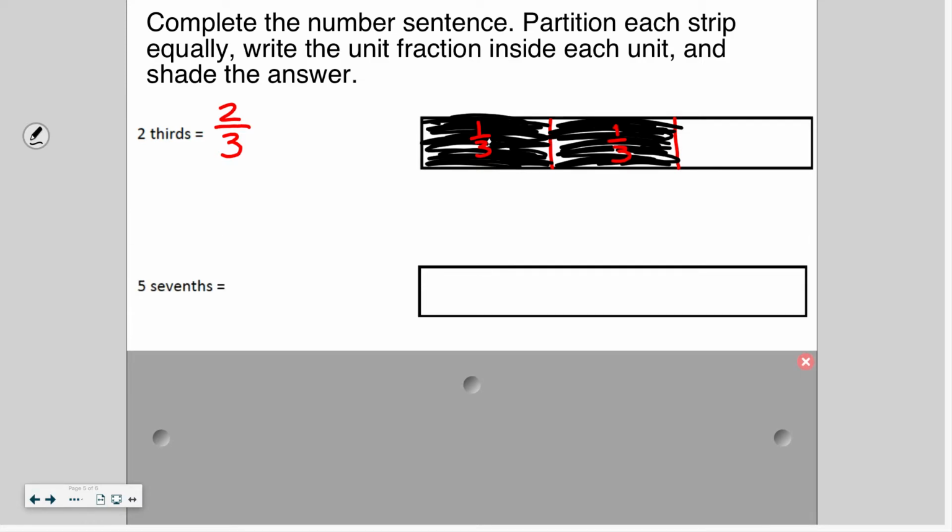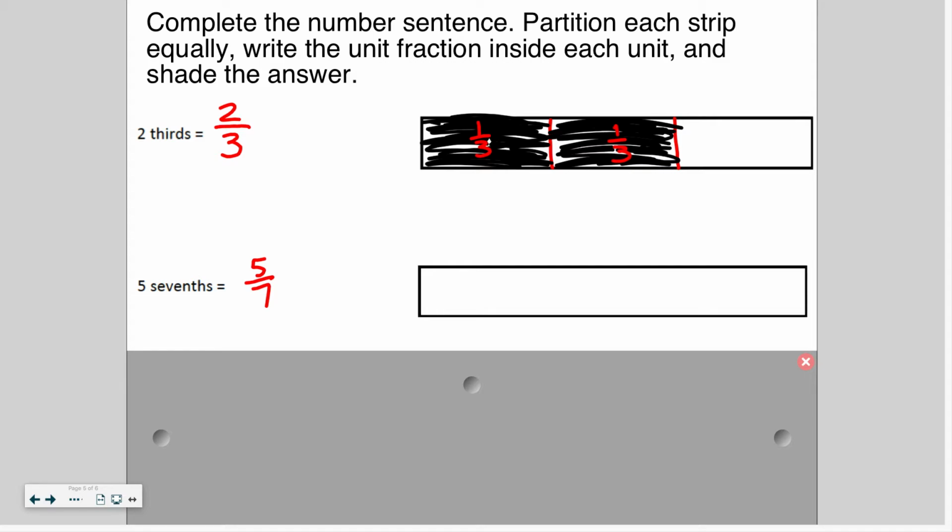So let's try this one together. 5/7. How would I write that in fraction form? So I would write 5/7. 5 the numerator, 7ths the denominator. So now we want to split this into 7 equal pieces. So go ahead and draw a rectangle and then split it into 7 equal pieces. While you're drawing, I'm going to go ahead and split mine.